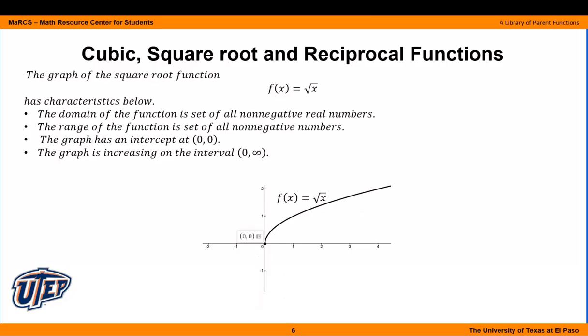Now the square root function. F of x equals the square root of x. The key idea here is that the domain, x, must be positive or 0. The range, or the outputs, are also non-negative. It starts at (0, 0), and it's increasing slowly. Please note that this graph only exists on the right side because we are taking the square root.